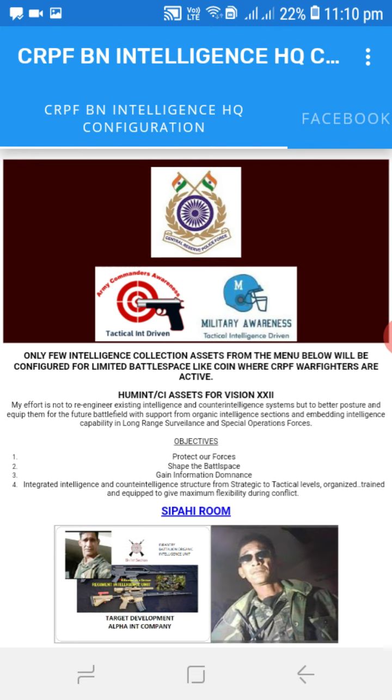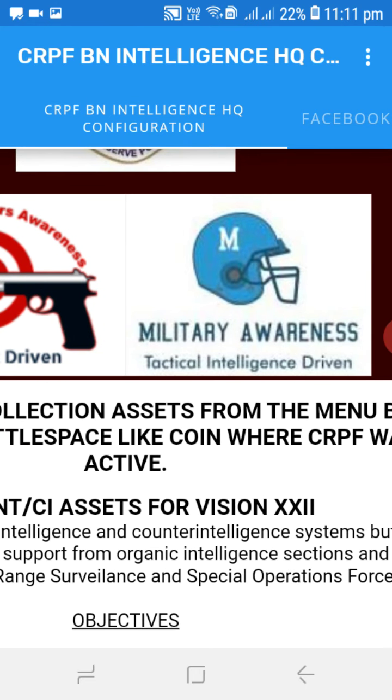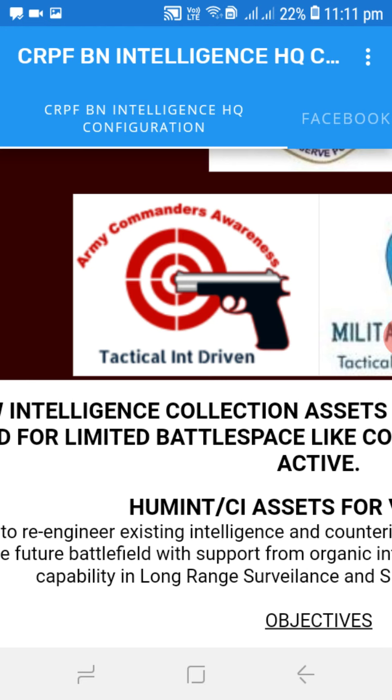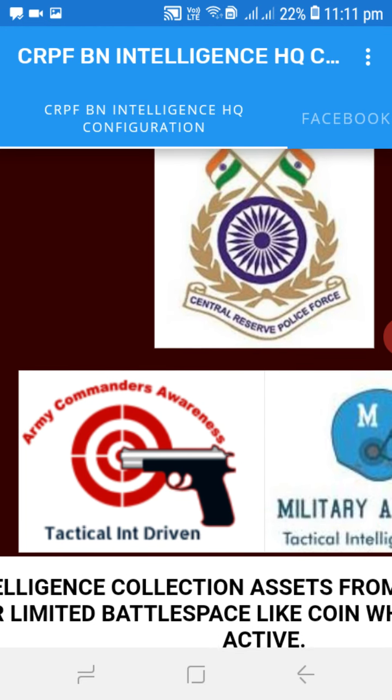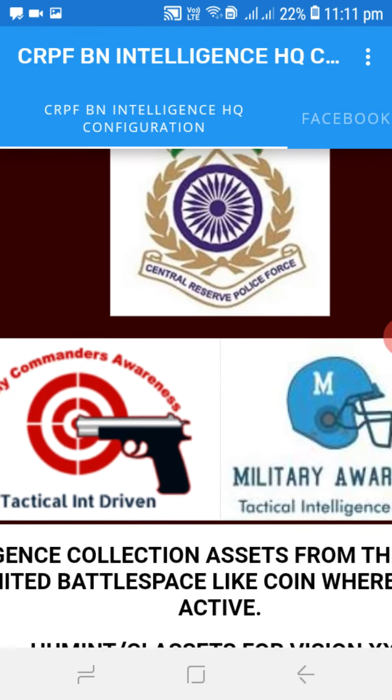operations and intelligence, or the concept of operations, can lead to the situational awareness of the commander, which in this logo which I've created: military awareness, tactical intelligence driven, army commanders awareness, tactical int driven, configured for the Central Reserve Police Force.